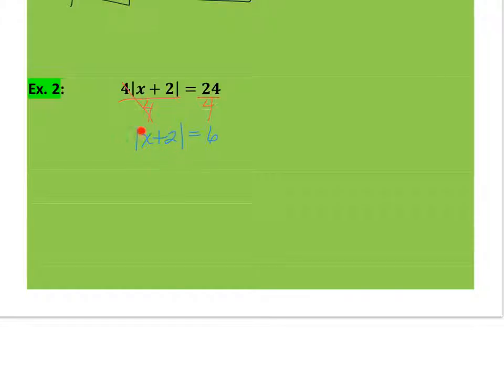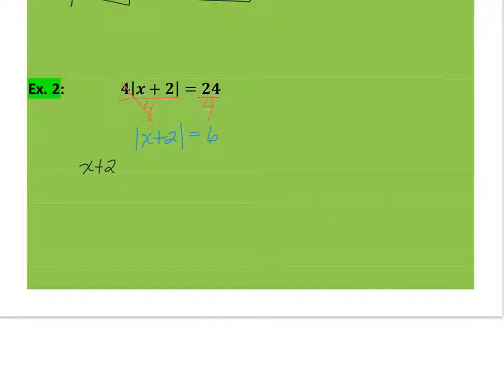Now we have the absolute value on one side by itself, so we've accomplished step 1. Step 2 is to write your 2 equations. This value here inside the absolute value signs, this x plus 2, can come out to be a positive 6. So if this comes out to be positive 6, the absolute value of 6 is 6, which gives us that answer. Or this x plus 2 could come out to a value of -6, and then the absolute value of -6 would still be 6. So that's where we get our 2 equations.